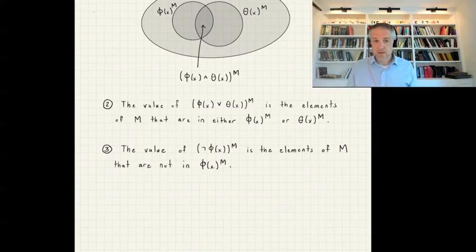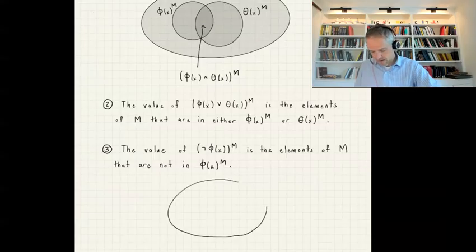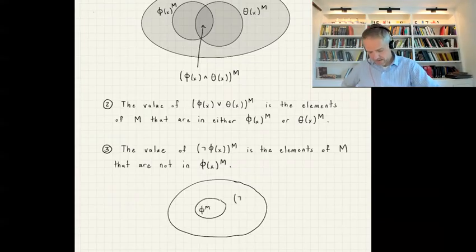The value of not phi, if you know the value of phi, is the things that are not in the subset that corresponds to phi. So things that are in the complement of the subset for phi. I'll just draw a quick picture so you see that in front of you. If this is the domain M, here are all the things in the domain M. And suppose we already have phi M, then not phi M, the meaning of not phi, is the things that are not in phi. That's the extension, we would say.